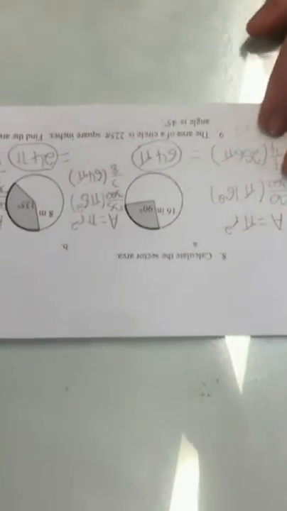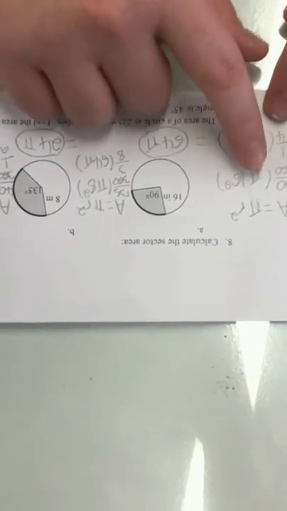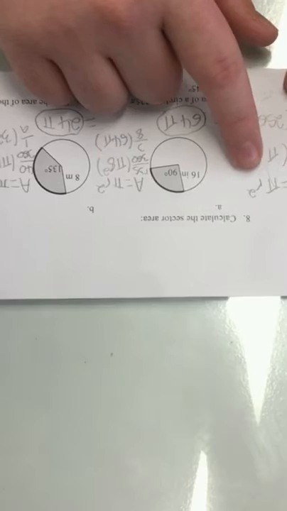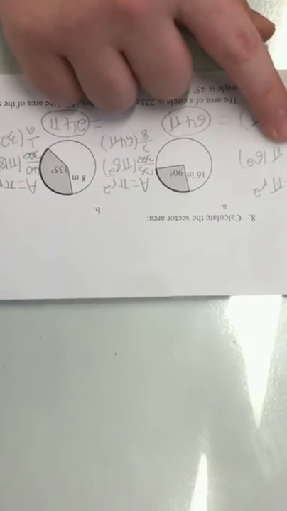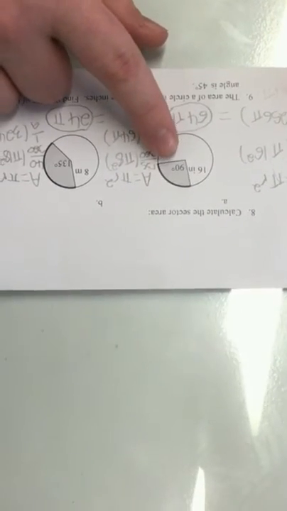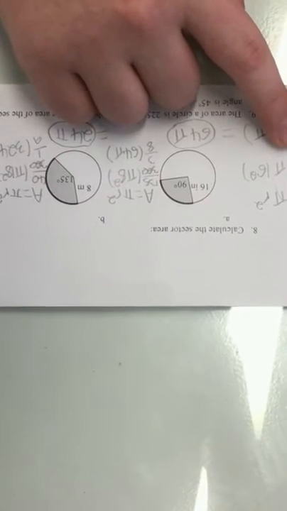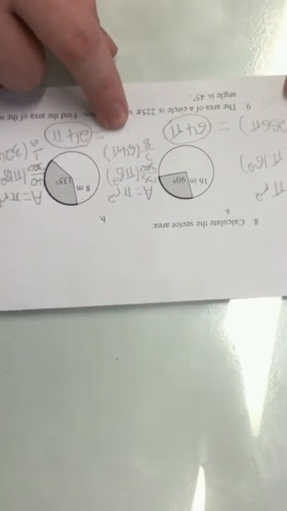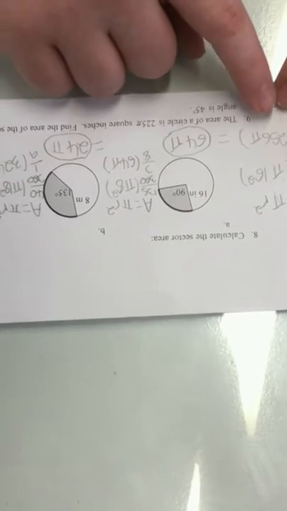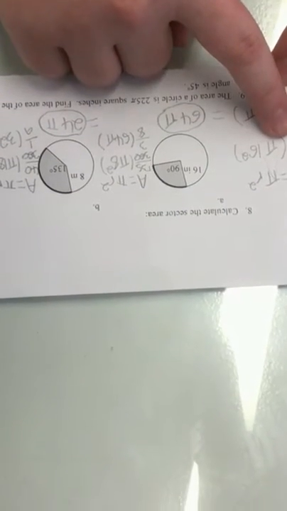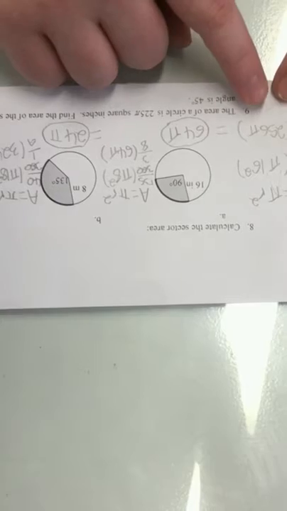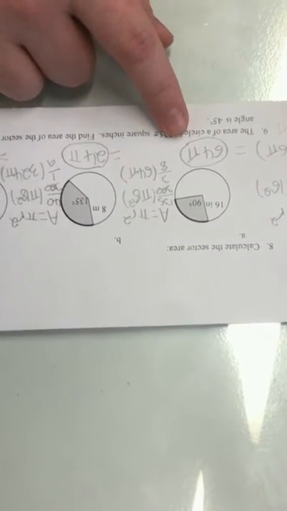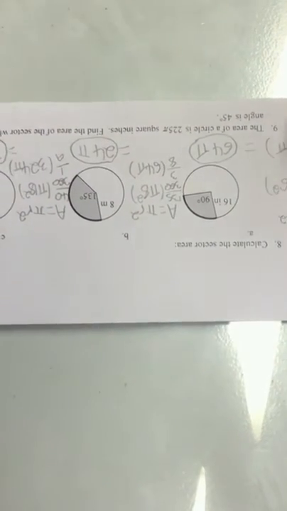Now we're going to do sector area, and the formula for that is A equals pi r squared. And for the radius, it's 16. So what you do is 90 over 360 times pi 16 squared. 16 squared is 256, and 90 over 360 simplified is 1/4. That equals 64 pi, and that is the answer for example A.